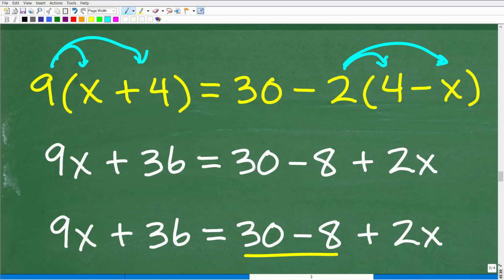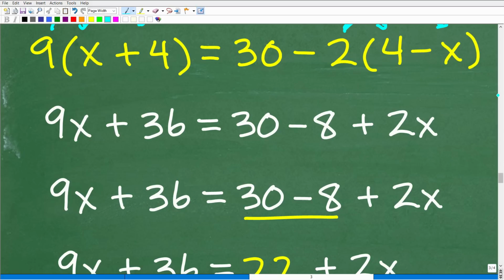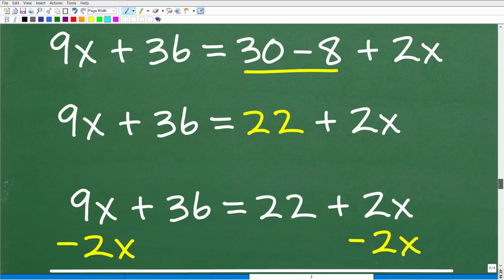So we're looking pretty good. We have no fractions. Everything is going pretty smooth. So now we're going to clean up both sides. And right here, we have two numbers. We can easily clean this up. So 30 minus 8 is going to be 22. Okay, so we have 9x plus 36 is equal to 22 plus 2x.